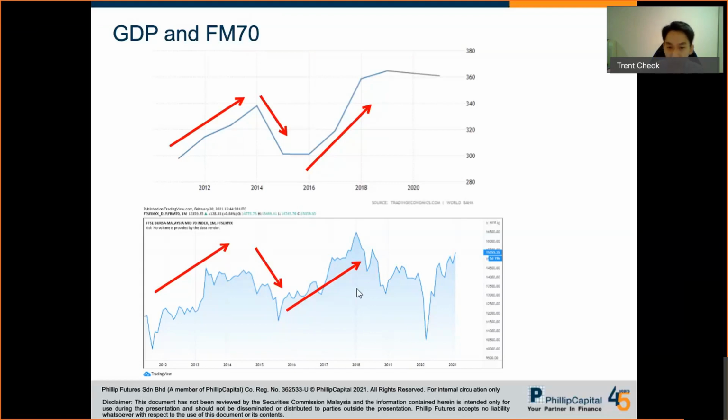So based on this comparison, it shows that GDP is quite an accurate indicator, in my opinion, of the general direction of the FM70 market. Of course, this is more for the long term, if you are holding or trading for a period of one month and above. So this gives you a sense of the overall direction or trend of the FM70 index.